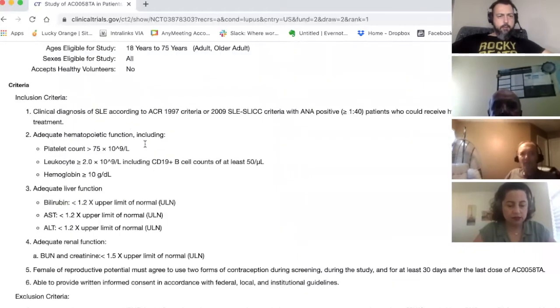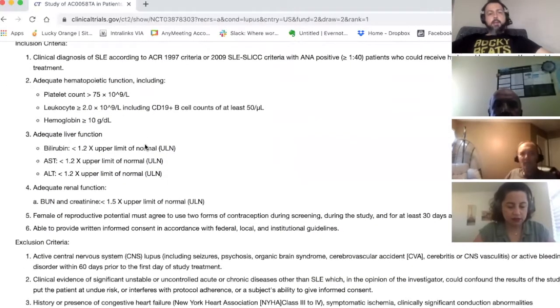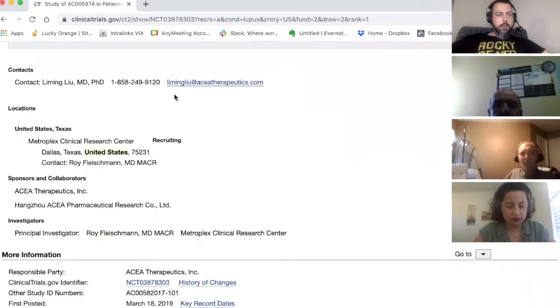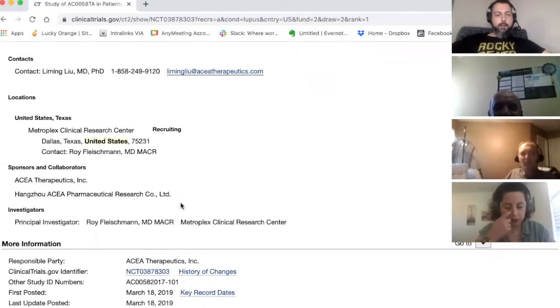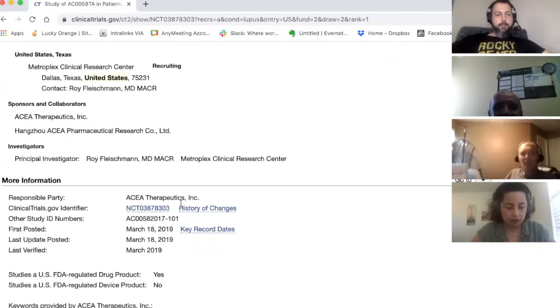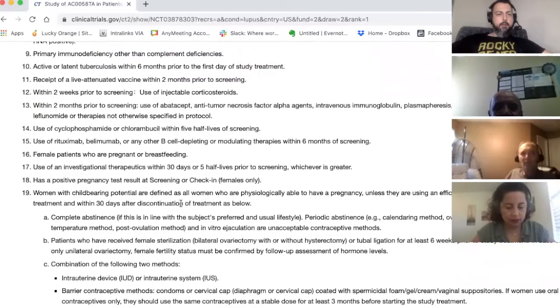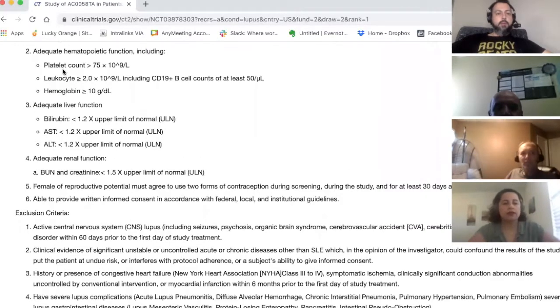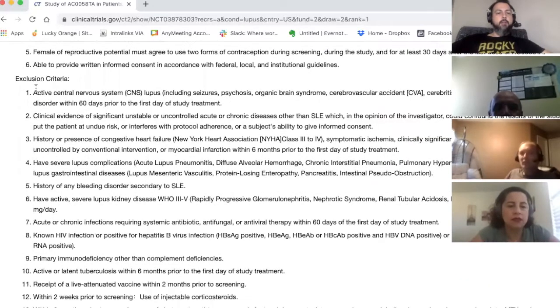This would be a good study though. Let's see which of the sites. Asia Therapeutics, so they have one in Dallas. That's the site. Asia Therapeutics along with Hangzhou Asia Pharmaceutical Research, probably from China. So this study, look at all the exclusions. The inclusion is only 6 points, pretty standard for lupus, but the exclusion, they're excluding like everything, right?